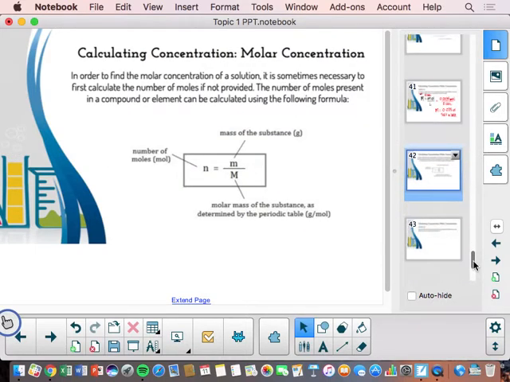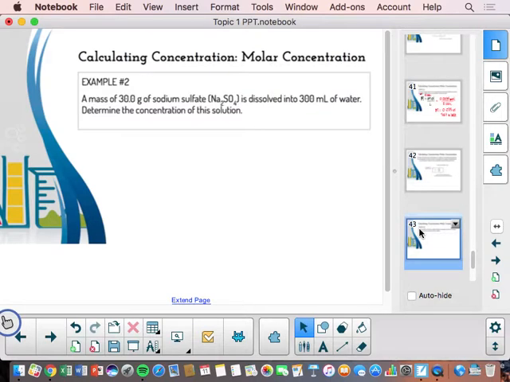Now let's try the last one here. Did I go backwards?